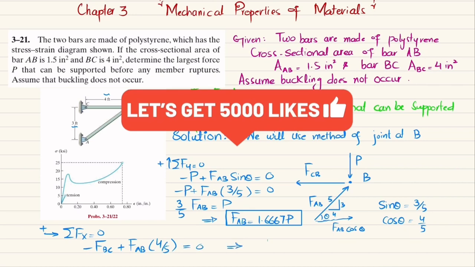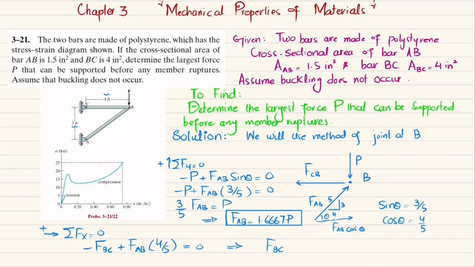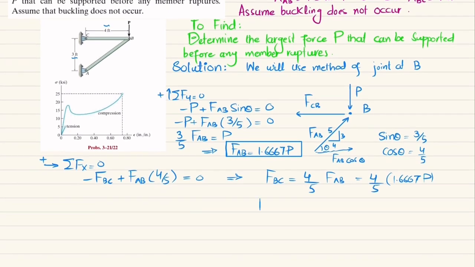So from here you will get FBC is equal to 4 over 5 times FAB. Now you know that FAB is 1.6667 times P. So you can put the value, and at the end you will get FBC comes out to be 1.333 times P. Now you have both FAB and FBC.